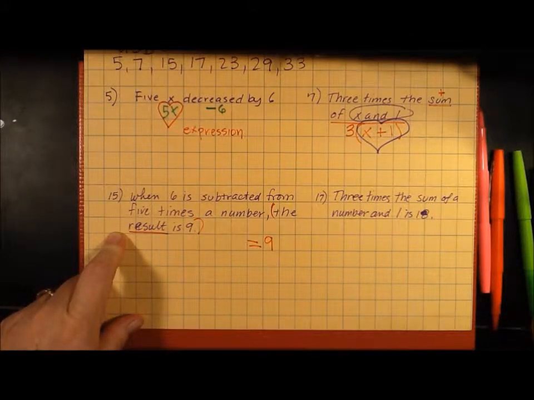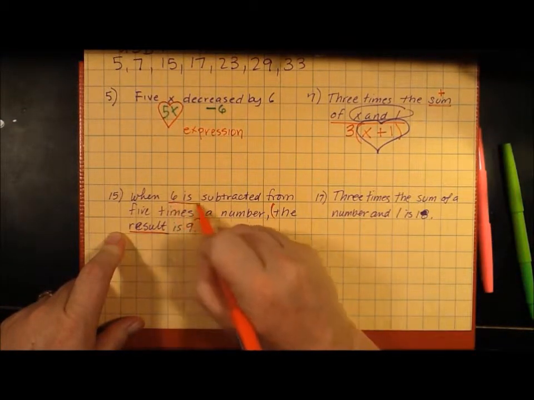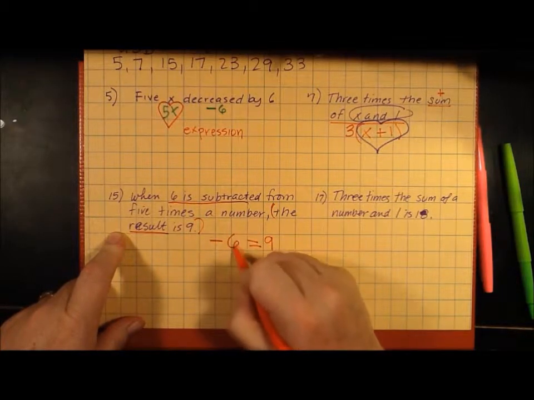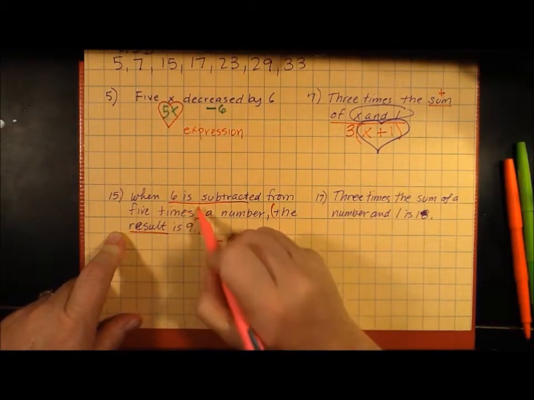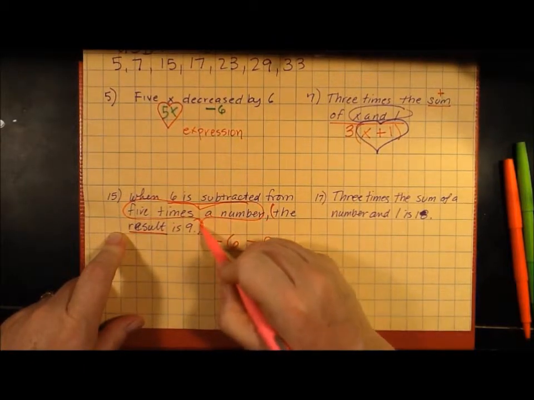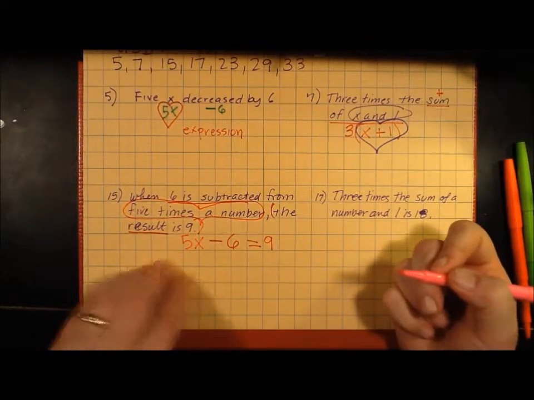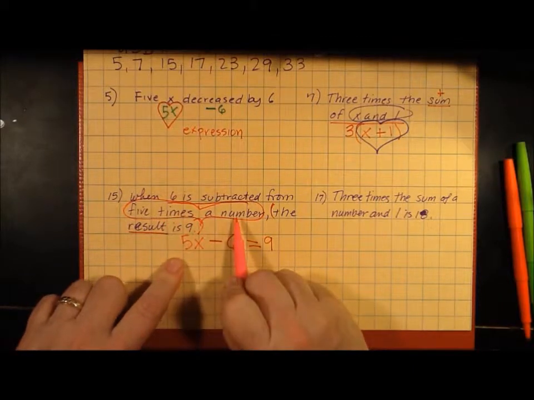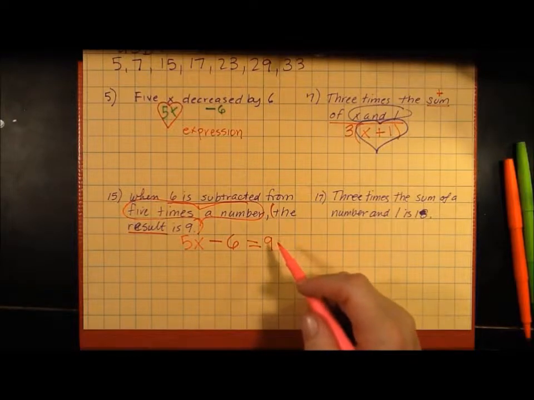Now I'm going to go back in and I'm going to look for the heart of the problem, and I'm going to say when 6 is subtracted from, I'm going to subtract 6. So minus 6. So the heart of the problem, let's do it in pink for Valentine's Day, which is nowhere near now. There is the heart of the problem. 5 times a number. So let's double check. 5 times a number minus 6 equals 9. So let's see what that would look like algebraically.